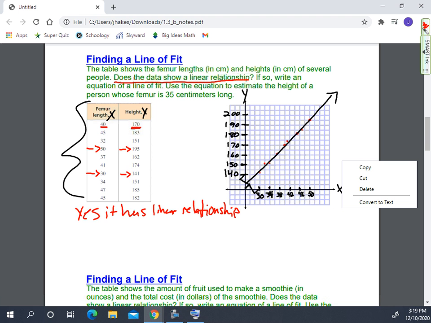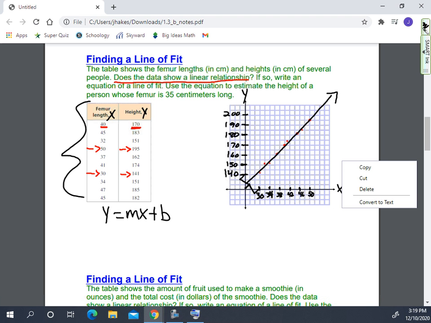Okay. If so, write an equation of the line of fit. Yep. Okay, so now we're going to write an equation of that line. How do we do that? Well, we need 2 points on that line, right? We need to create an equation that says y equals mx plus b. Start with finding 2 points on that line. That's not necessarily 2 points that we grabbed, but 2 points that match the grid up perfectly.